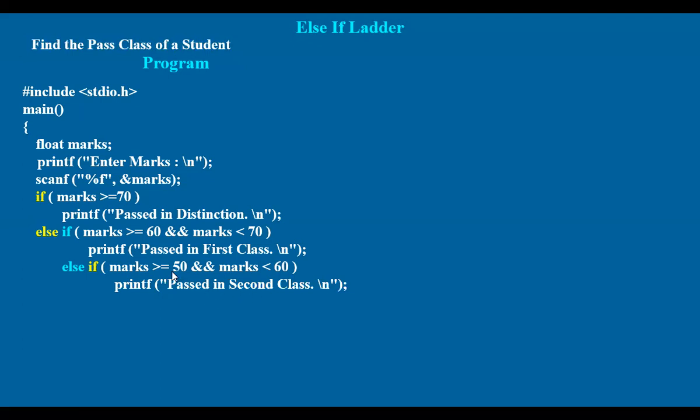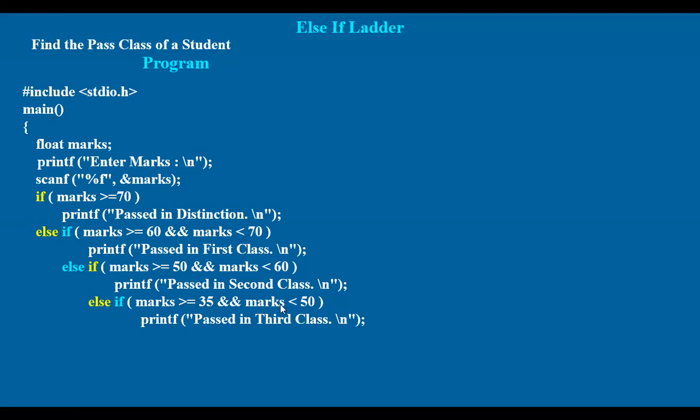Now, suppose this is also not passed, what happens? Marks greater than or equal to 35 and less than 50. Equal to 50 has come above. Less than 50 means 49.99. 35 equal to 35. 35 to 49.99, it comes in this condition. It says it is just pass. It is a third class pass.